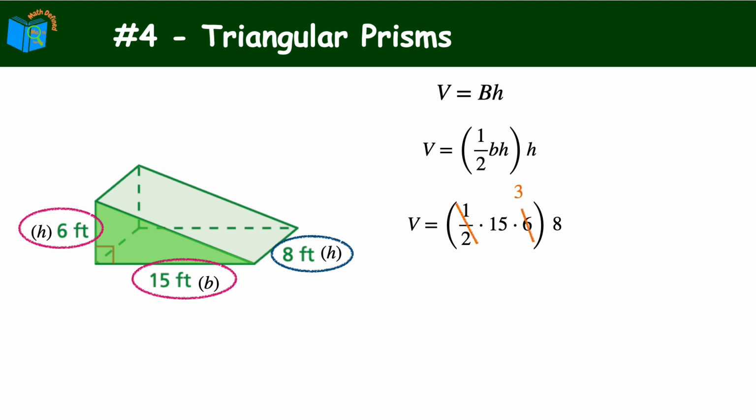1/2 of 6 is 3. So now we have 15 times 3 times 8. 15 times 3 is 45, and 45 times 8 is 360. So the volume of this prism is 360 cubic feet.